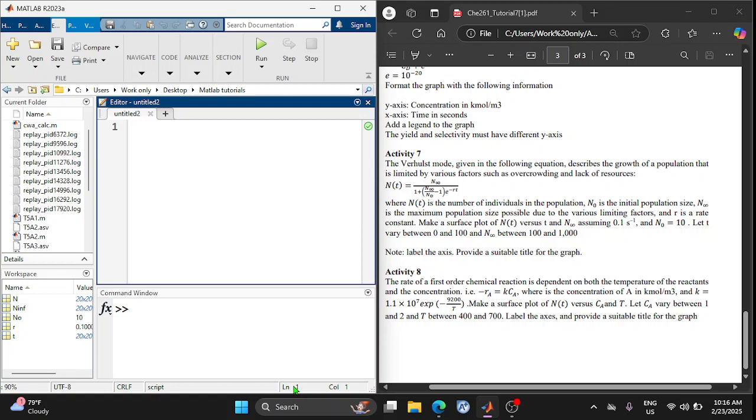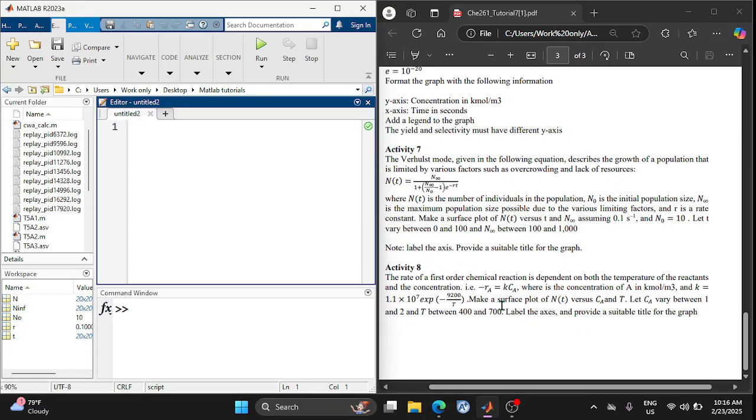Okay, so for the final question, we have here that the rate of a first order chemical reaction is dependent on both the temperature of the reactant and the concentration. So we have the rate expression where Ca is the concentration of A in kilomole per meter cube and K is equal to 1.1 times 10 to the power 7 exponential minus 9,200 over T.